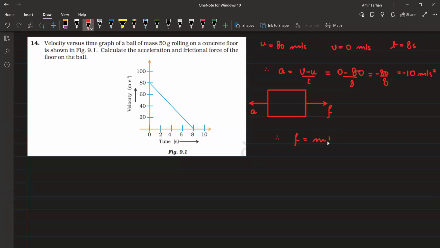So F will be equal to mass 550 grams into a. So it is 550 by 1000 into 10. So this 0 will cancel this 0, and what's left is 0.5 Newton. Clear? This is your answer. Am I clear to both of you? Please let me know. Yes, sir. Very good.